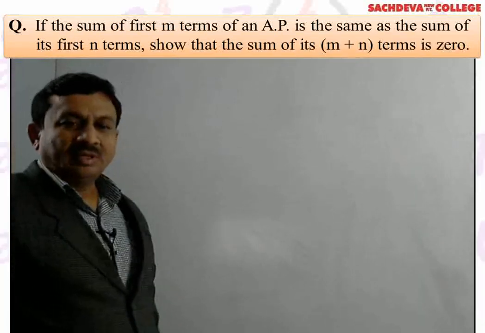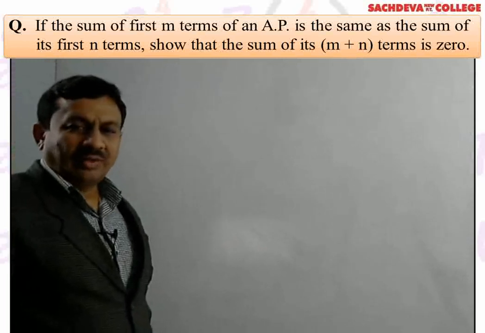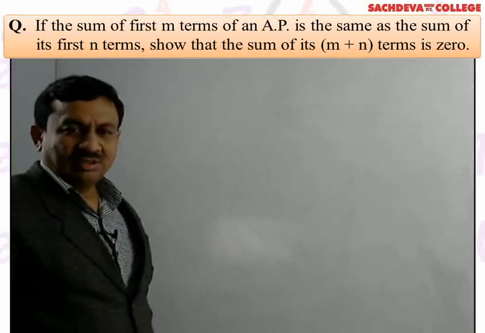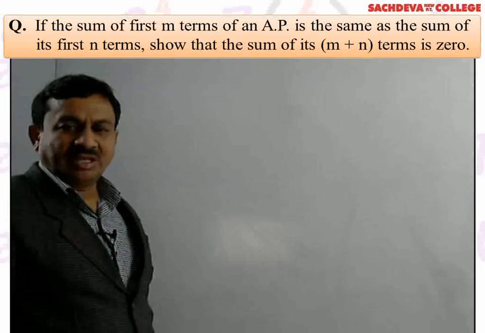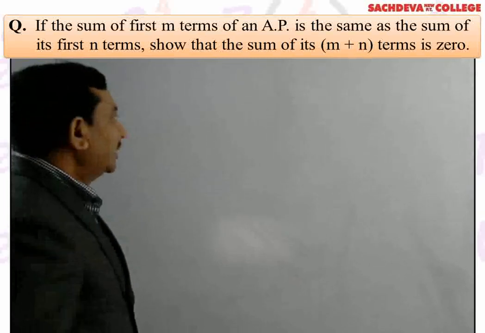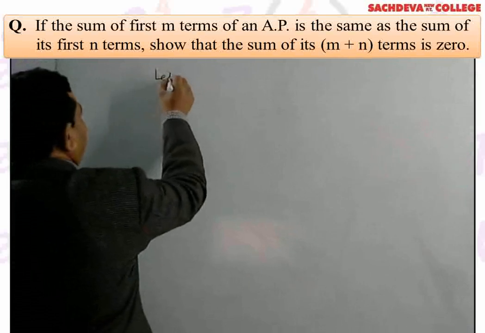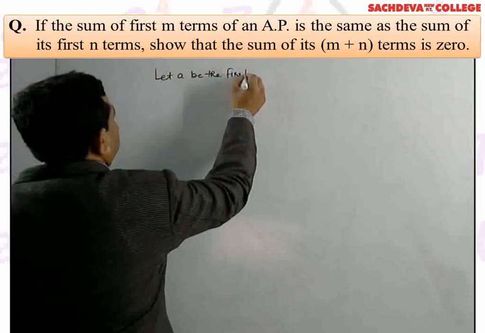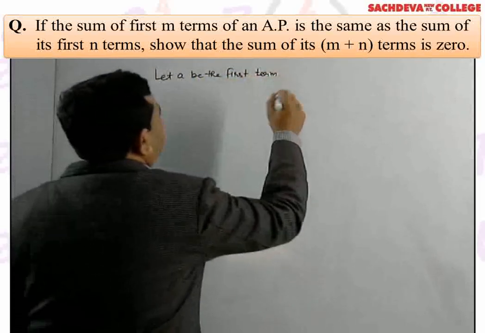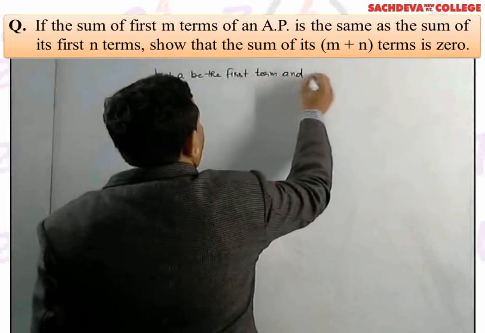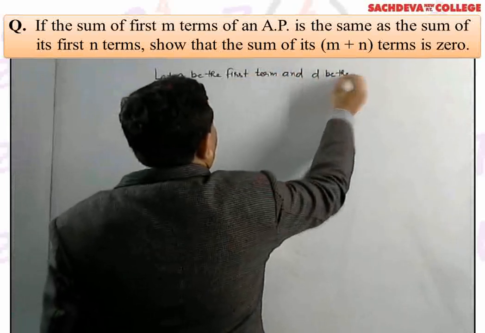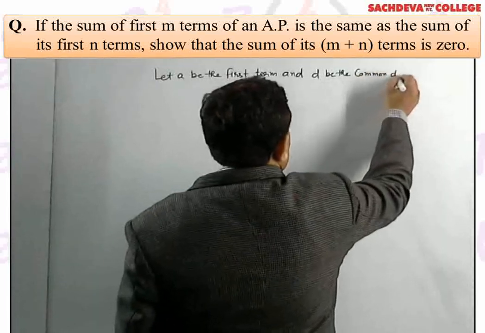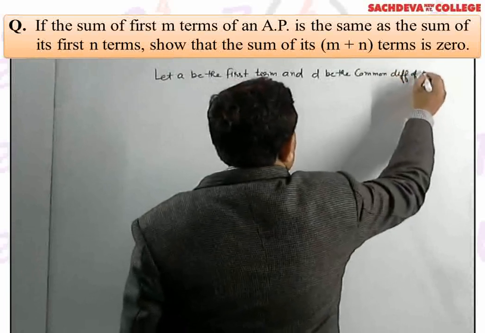Now we solve next problem. If the sum of first m terms of an AP is the same as the sum of first n terms, then show that the sum of its m plus n terms is 0. Let A be the first term and D be the common difference of given series.